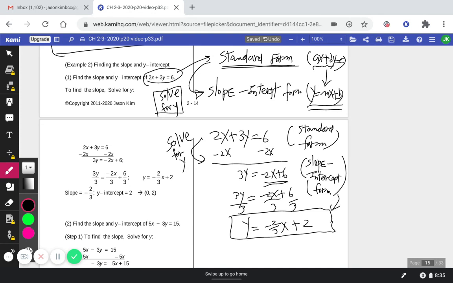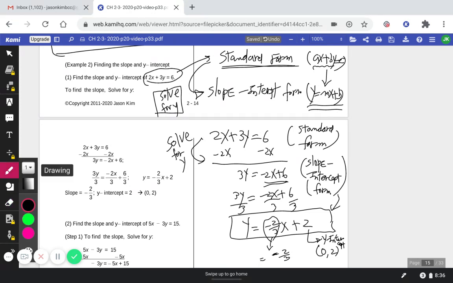So once you have this, the number in front of x becomes the slope. So m becomes negative 2/3, and the number after x becomes the y-intercept. That's the point where it intercepts the y-axis. So we call it the y-intercept. Okay.